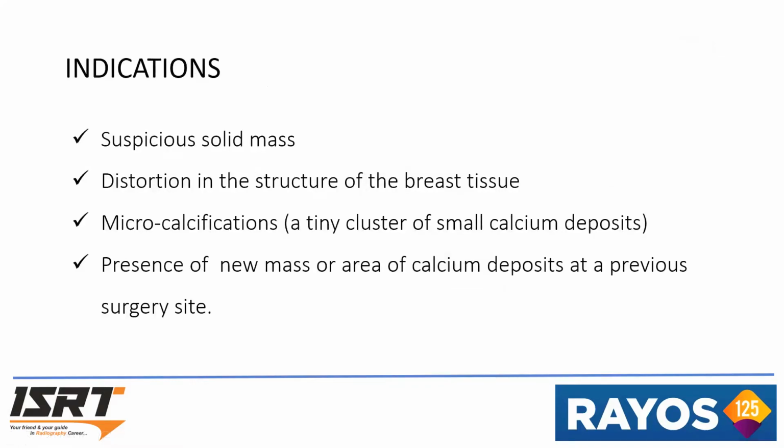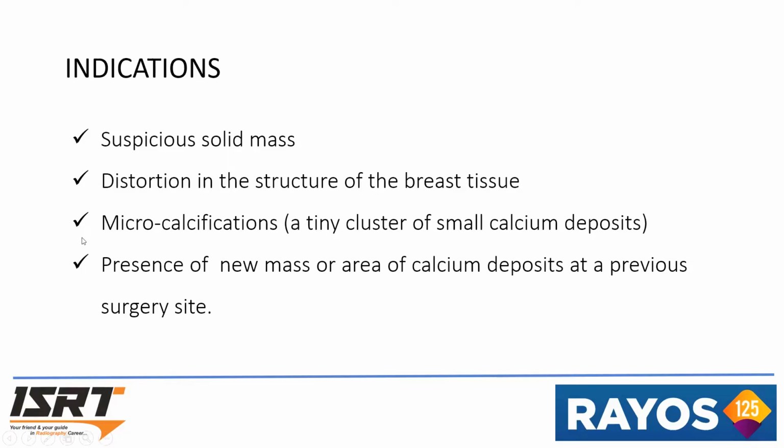What are the indications for doing stereotactic prone table biopsy? One of the indications is the presence of suspicious solid masses, which are seen only or more conspicuously on mammograms. It may include masses, asymmetries, or architectural distortions which are not identified at the ultrasound. Another indication is the presence of microcalcifications.